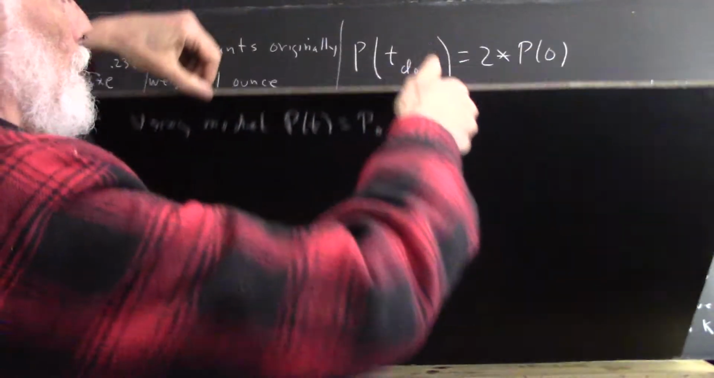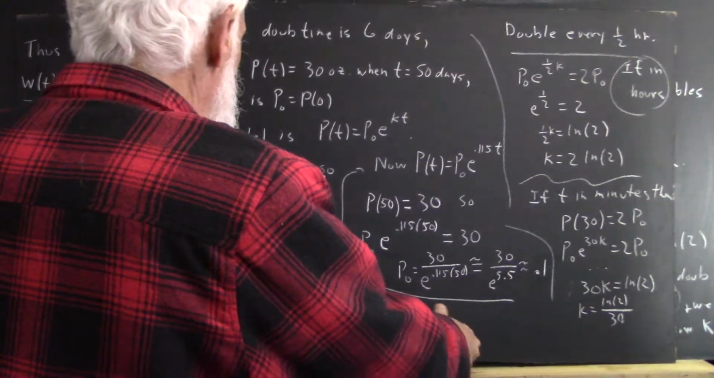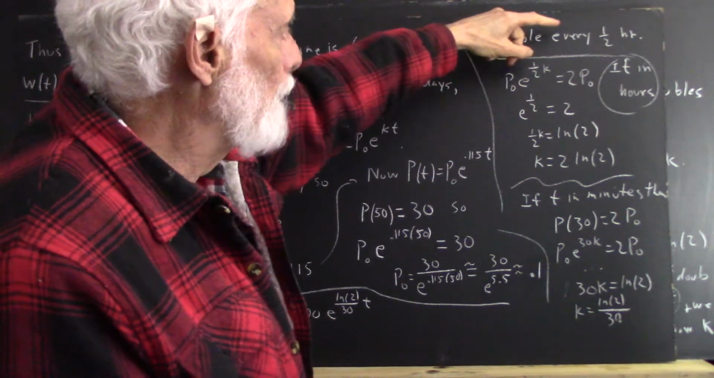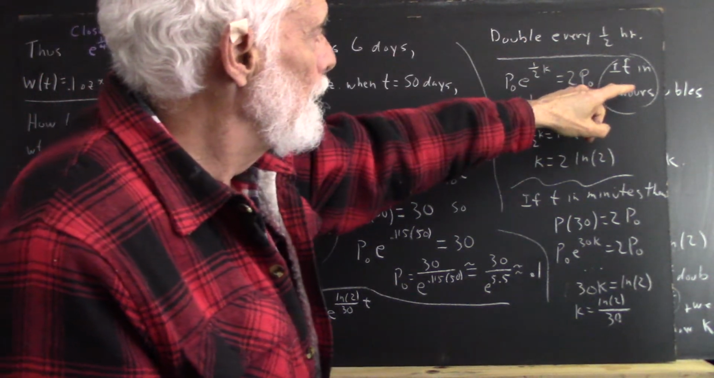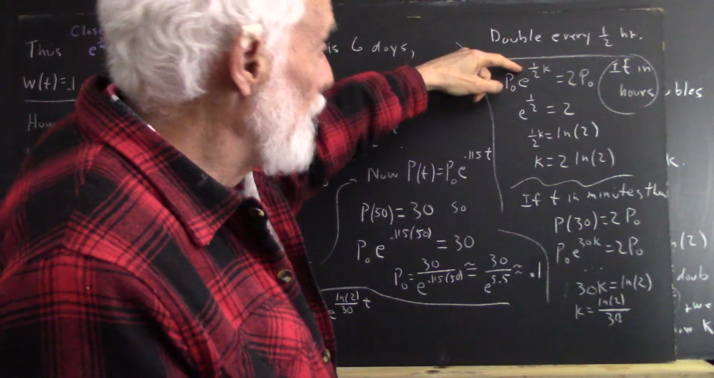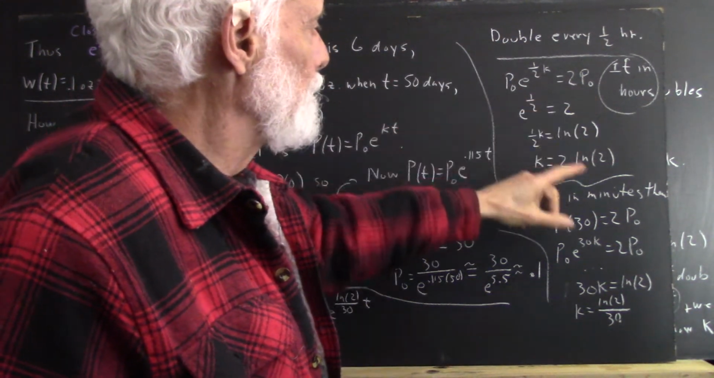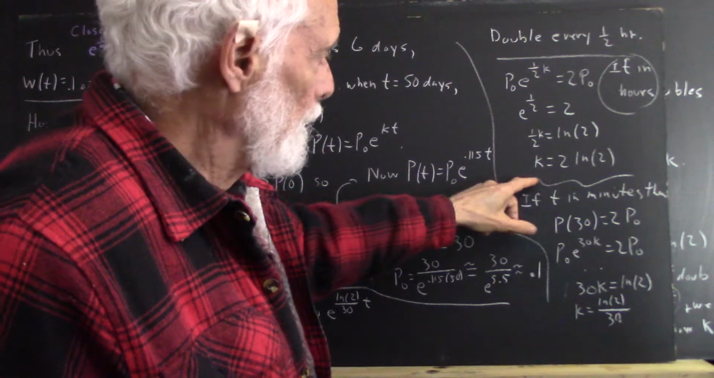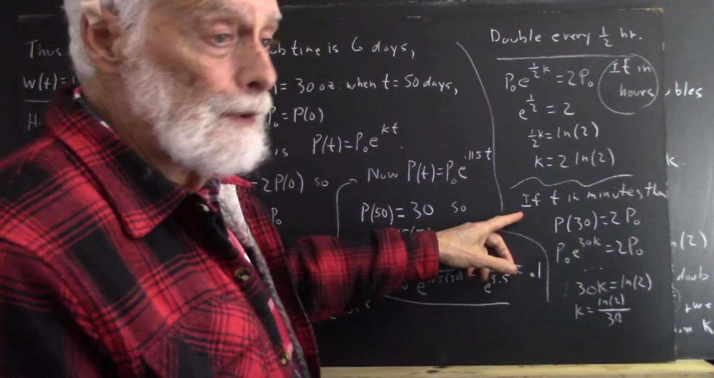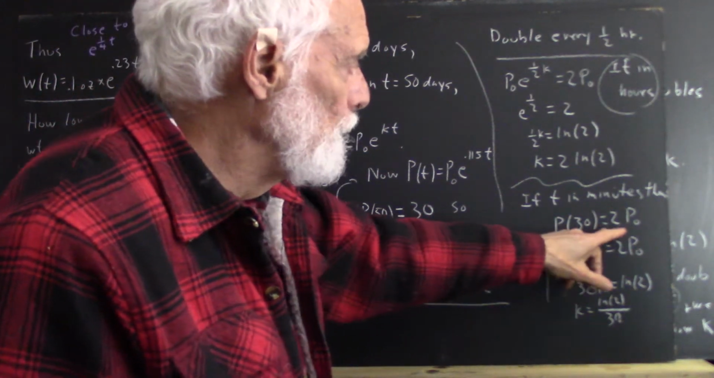I'm going to briefly review where we were before. If we're doubling every half hour, if t is in hours, then when t is 1/2, we've doubled. So we get this equation, which we easily solve to find that k is 2 times the natural log of 2. If t is in minutes, then when t is 30, we will have doubled.